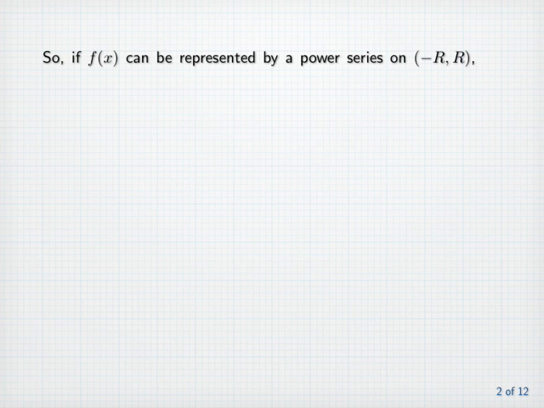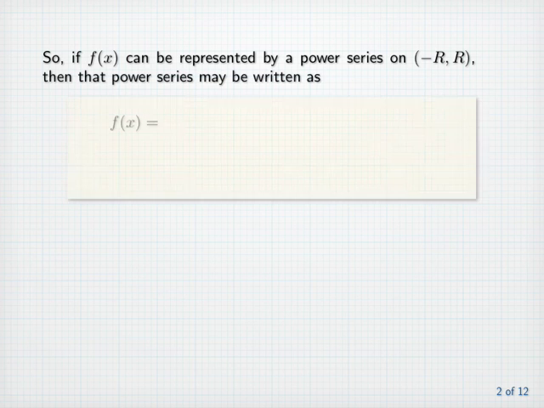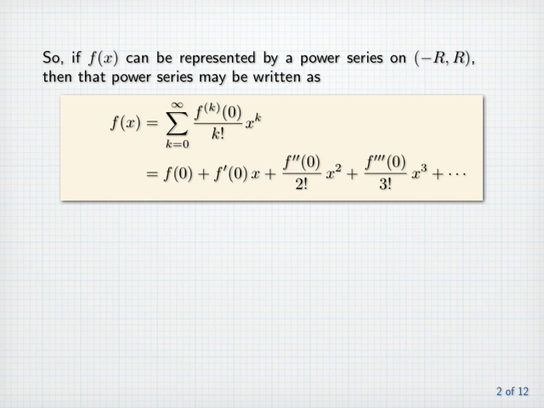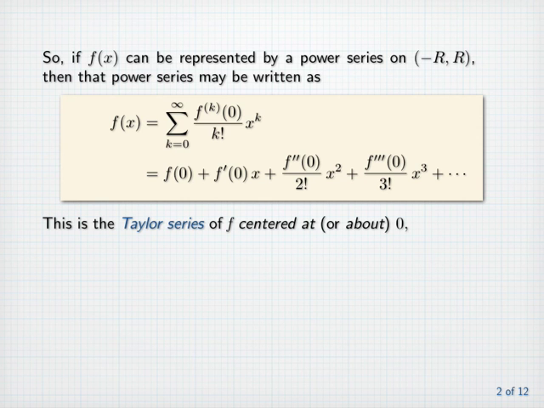So, if f of x can be represented by a power series on the open interval from minus r to r, then that power series may be written as f of x equal to the sum from k equals 0 to infinity of the kth derivative of f evaluated at 0 divided by k factorial times x to the k, or f of 0 plus f prime of 0 times x plus f double prime of 0 divided by 2 factorial times x squared plus f triple prime of 0 divided by 3 factorial times x cubed, and so on. This is the Taylor series of f centered at or about 0. This is also known as the Maclaurin series of f.